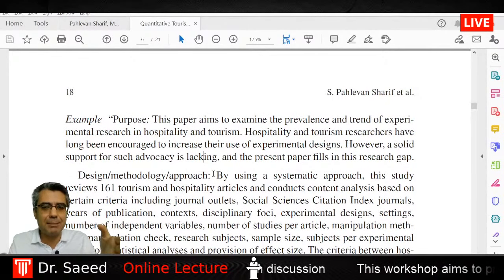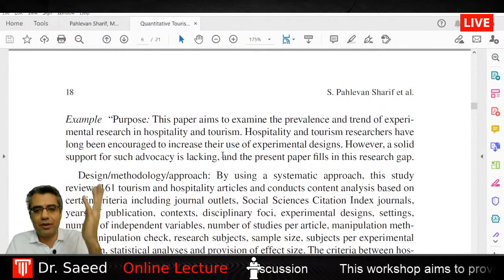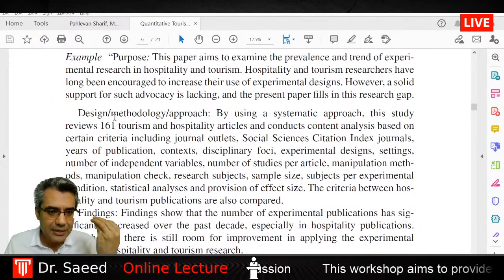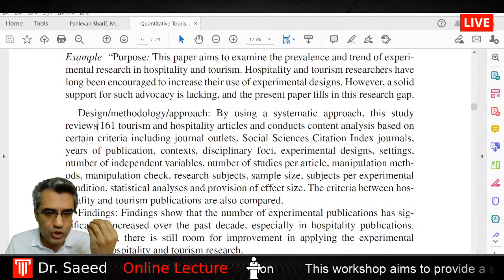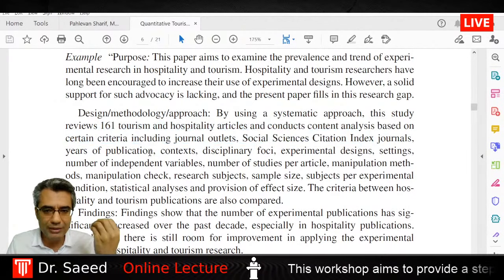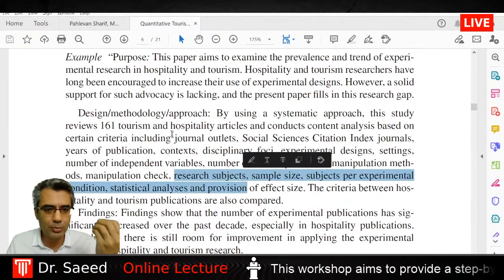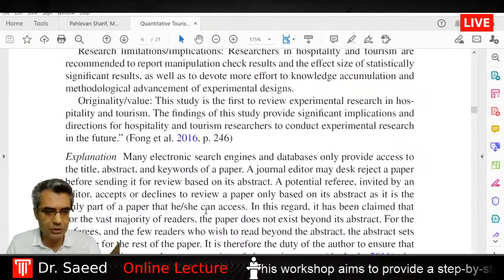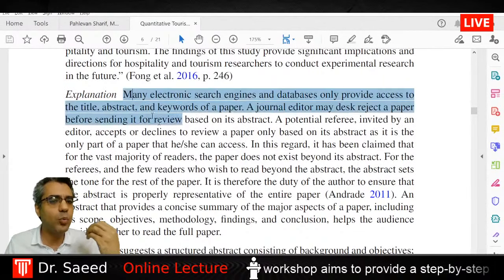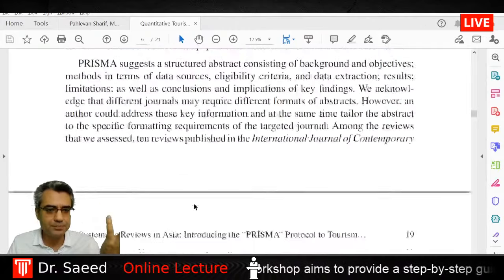I put it as an example in this book chapter. I said, this is a good example. Follow this, right? So you see in the abstract, in the design part, we have mentioned the database you have used, how you search, how many papers you got, and so on. We will discuss this later, and explain why you need to provide this information.